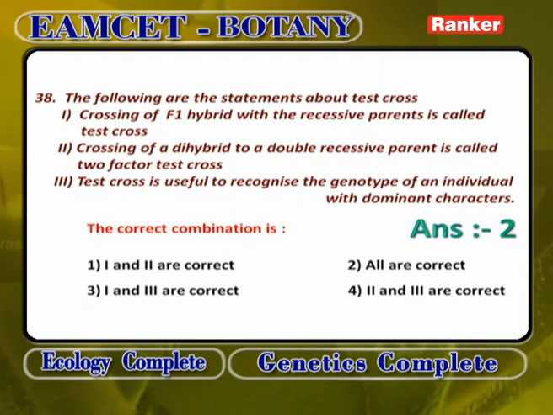Crossing of an F2 hybrid with the recessive parent is called a test cross, is correct. Crossing of a dihybrid to a double recessive parent is called a two-factor test cross, is correct. A test cross is useful to recognize the genotype of an individual with dominant characters, is correct. So what is the correct combination? It means all are correct. Second option.